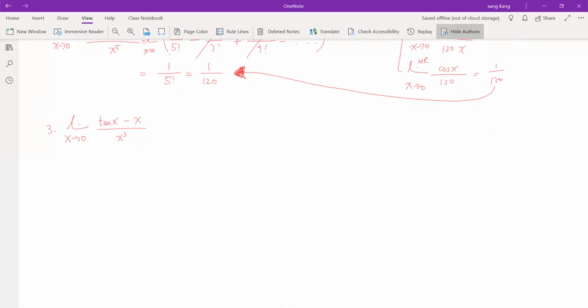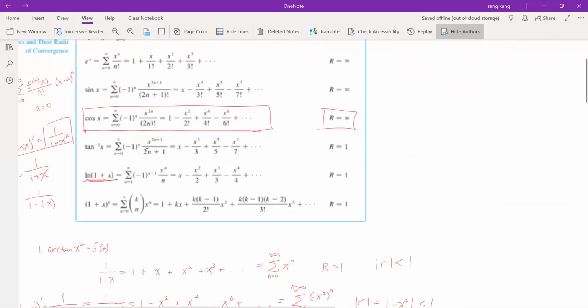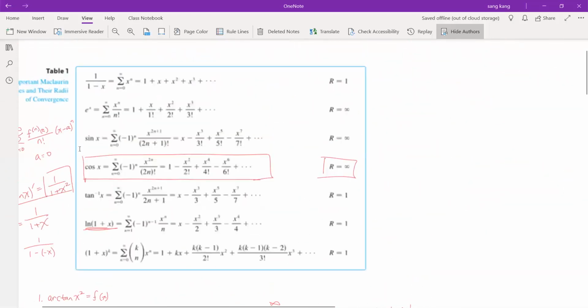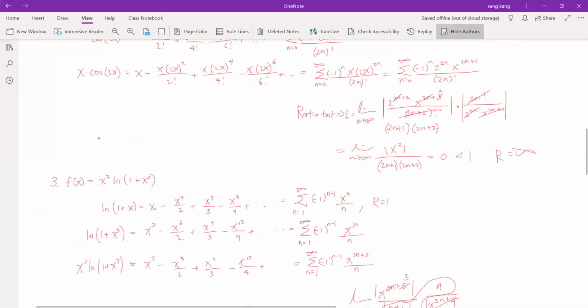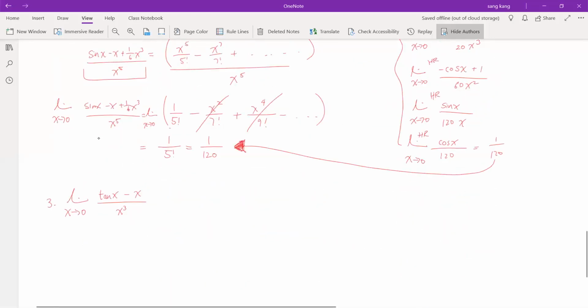Okay, so now we're not given the definition of tangent in this table. We have arctangent, we have sine and cosine, but no tangent. But we do have sine and cosine, and we know that the definition of tangent is sine x over cosine x, right? So we're going to use that relationship for tangent. So we're going to start with tangent here. Tangent x equals sine x over cosine x.